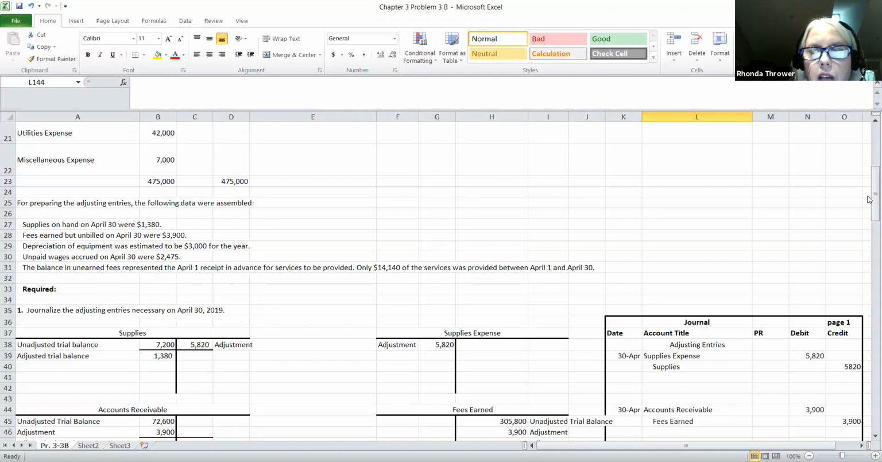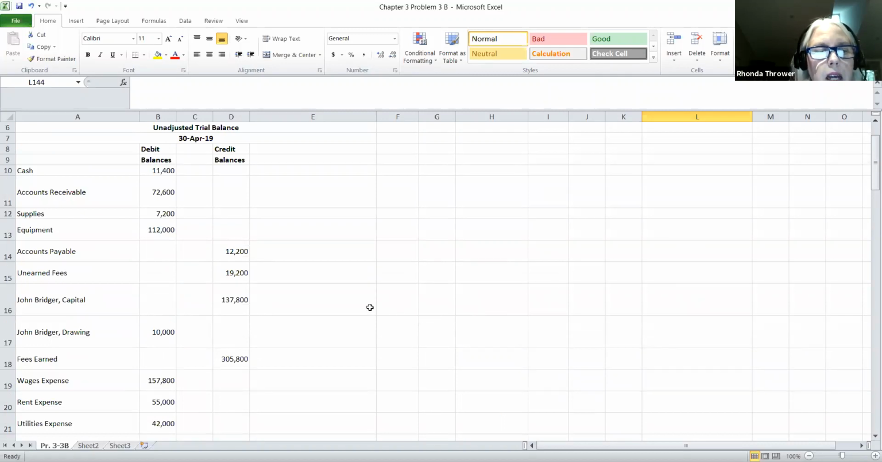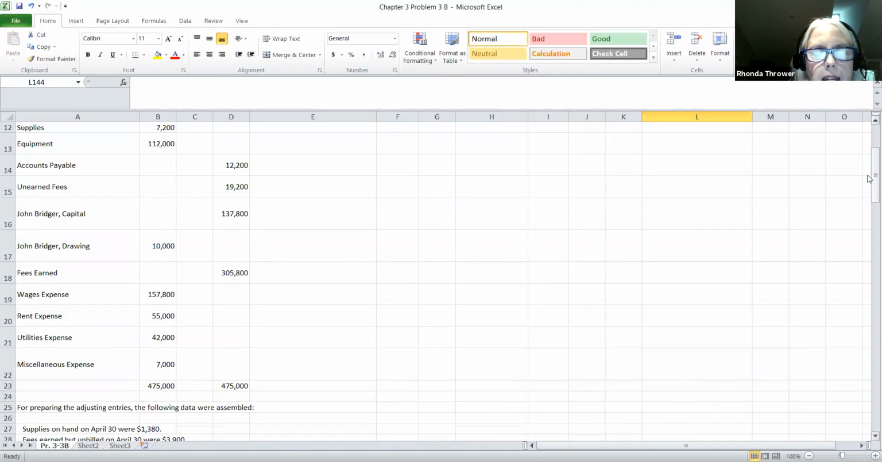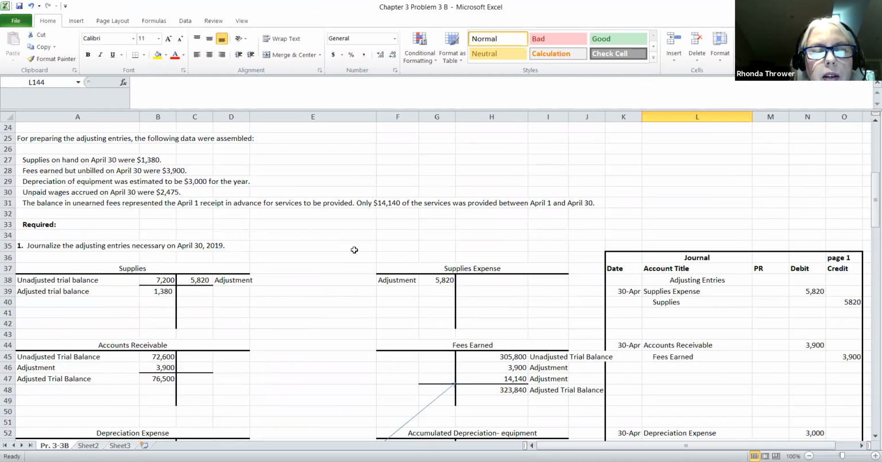So look at the balance in the unearned fees account. It is shown on the unadjusted trial balance. The unearned fees is $19,200. Create a T account, and we're going to put the balance on the credit side because unearned fees is a liability account. The unadjusted amount was $19,200. That's no longer correct, so we need to update this unearned fees account for the amount of the fees that are earned. How do I find out what is earned?